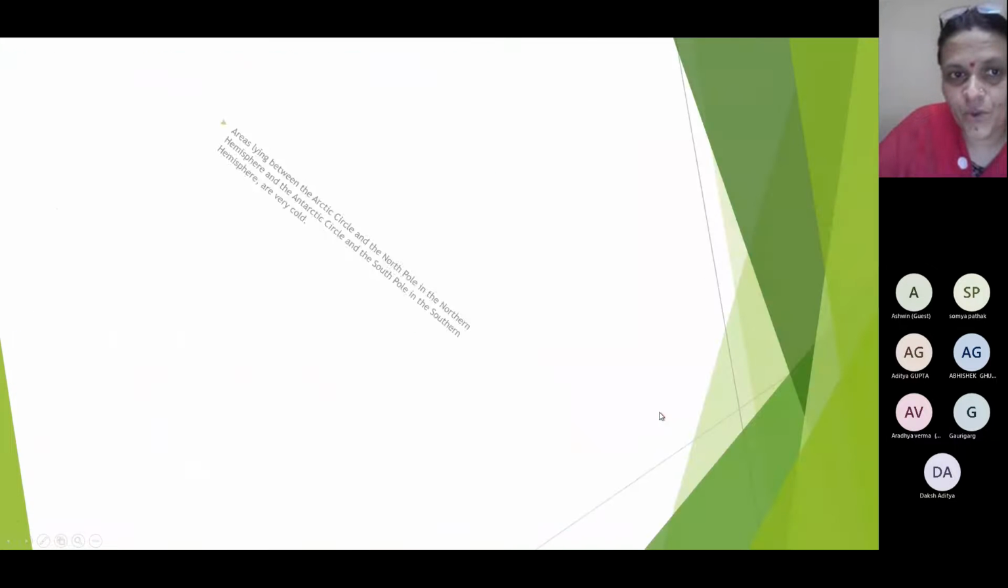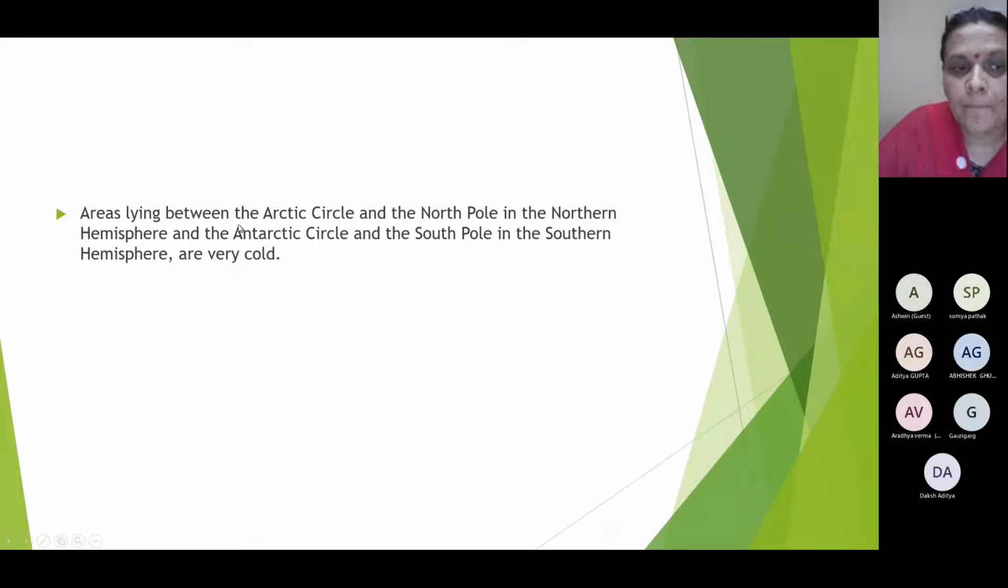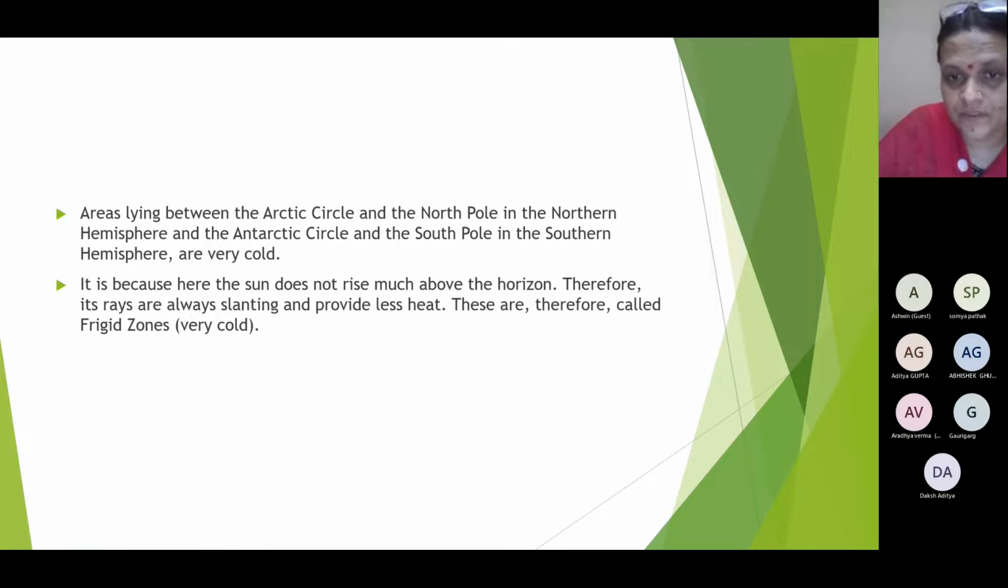Now the frigid zone will be between the Arctic Circle and the North Pole, and in the south it is the Antarctic Circle and the South Pole. They are the frigid zones, and they are very cold. Let me show you once again. Now, is this picture clear?